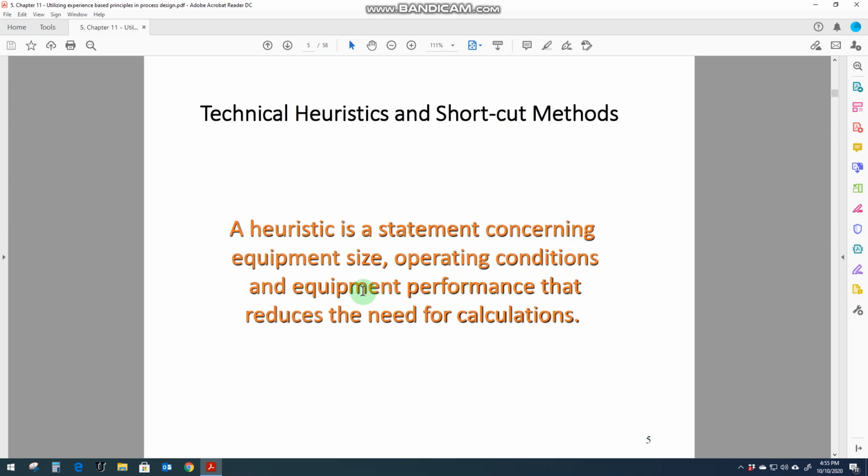For example, if you're using some kind of reactor or distillation column, you can use some shortcut methods to analyze what could be the output value, what could be the temperature, pressure, and what is the relationship between the temperature, pressure, and the conversion of feedstock into the product. Okay, so these are some of the things in terms of equipment size, operating conditions, and equipment performance that you can get from using simple heuristics, and that would reduce your calculations, and you can get a quick solution for any problem.